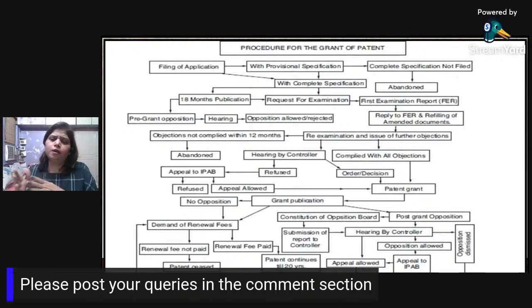So once you file the rebuttal for the FER, the first examination report, it will go back to the hearing or the controller, and then they will see whether you have complied with all the objections.